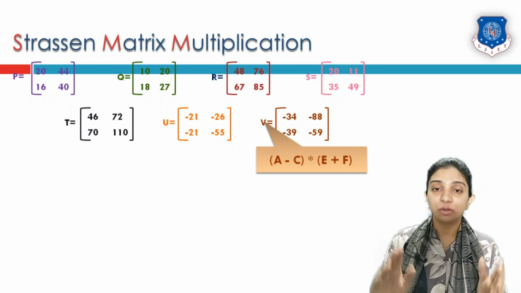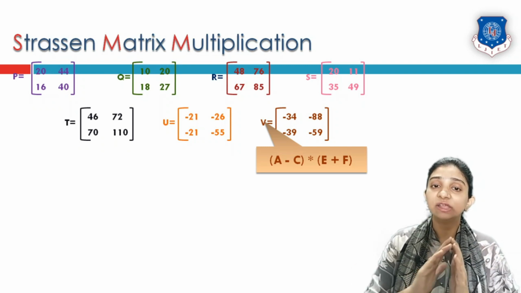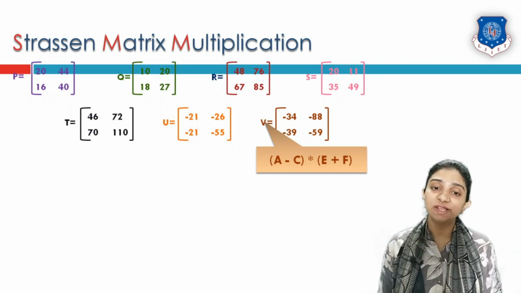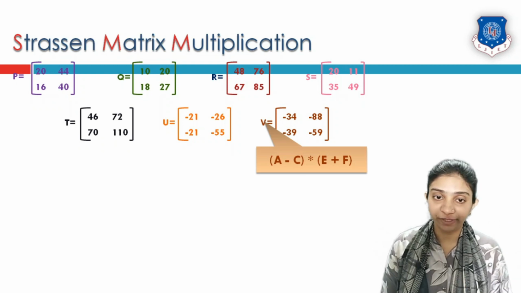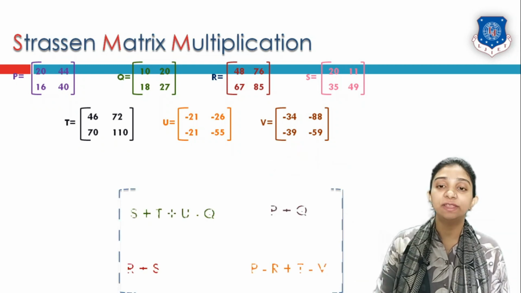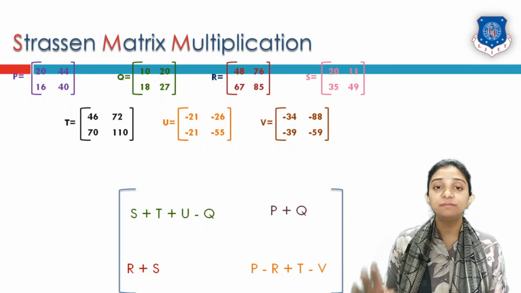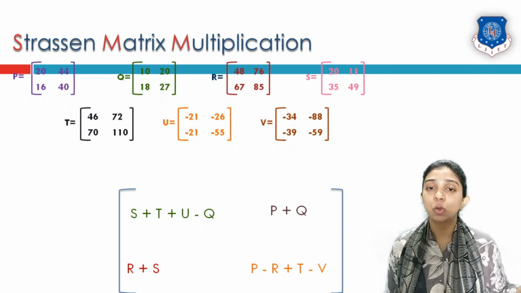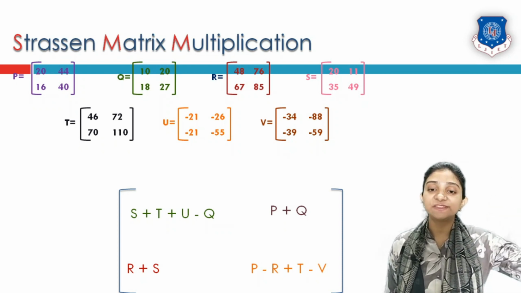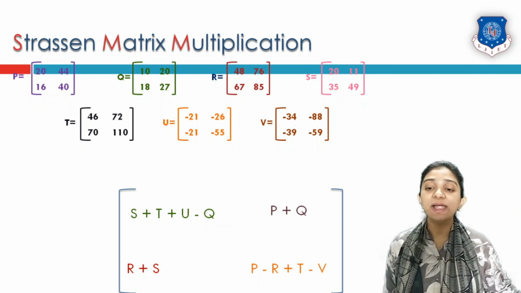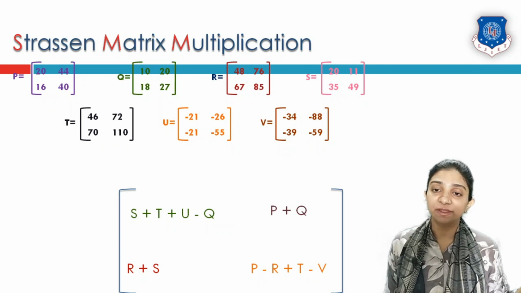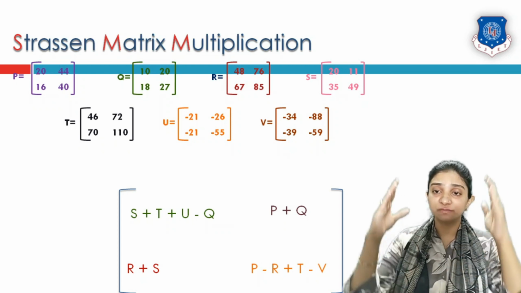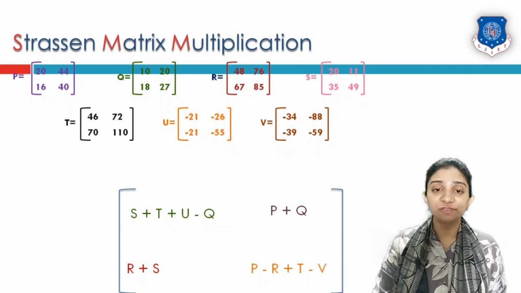So here, according to the formula, we have substituted all those matrices A to H and obtained the resultant matrices from P to V. Now the next step is to generate the final result. So the final matrix is given as P plus Q, R plus S, T plus U minus Q, and P minus R plus T minus V. According to the values of the above matrices, we are going to substitute.